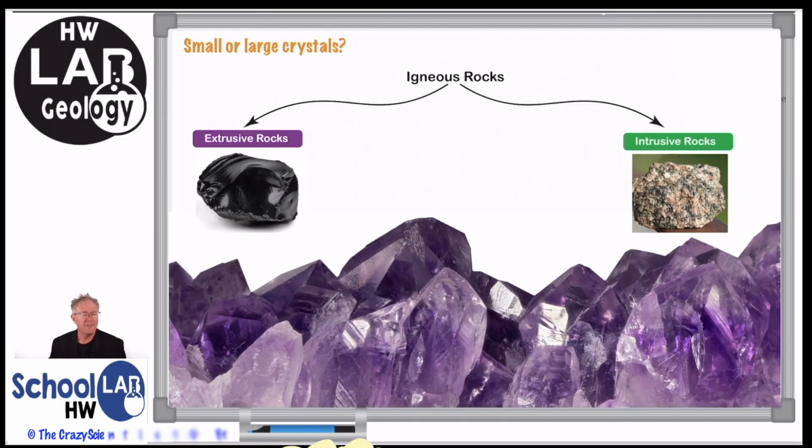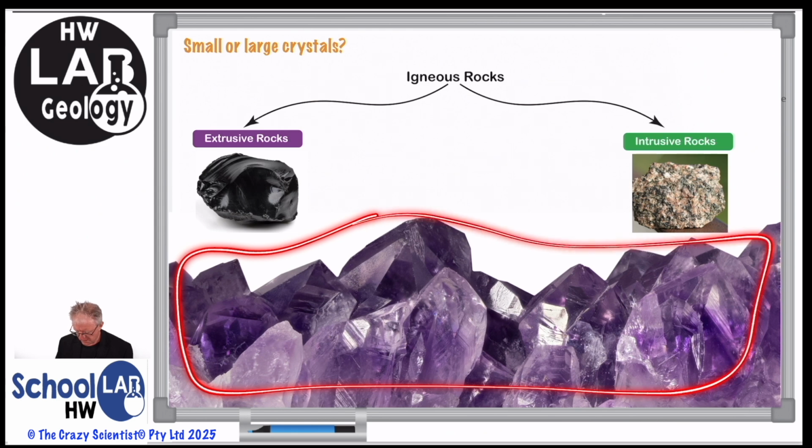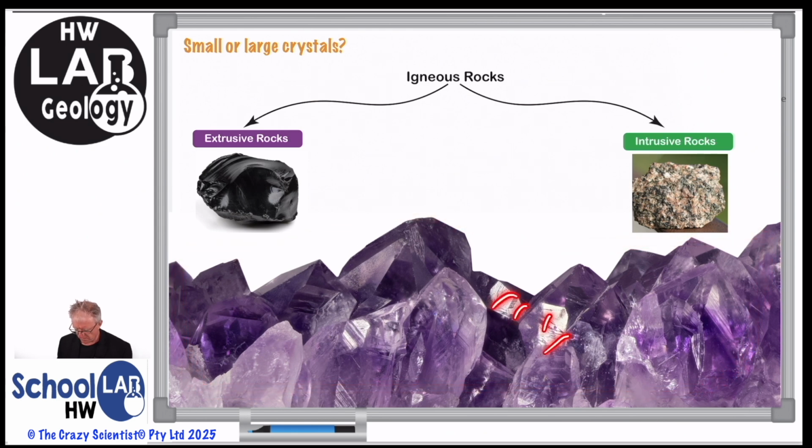Alright, so we've looked at the idea about extrusive and intrusive rocks. Well, let's just do another video here, an information and a practical on small or large crystals. So we can see here we've got some beautiful purple amethyst to look at our crystal structure. And this is just a nice visual because it's forming very large crystals here. And so we have slow cooling. But we can also have fast cooling with extrusive rocks.